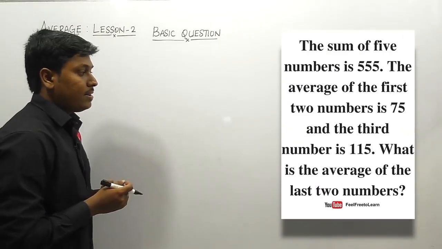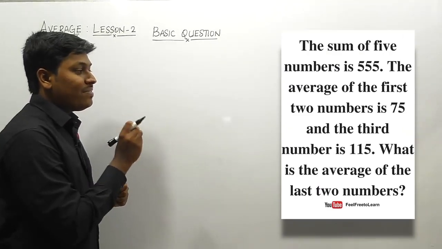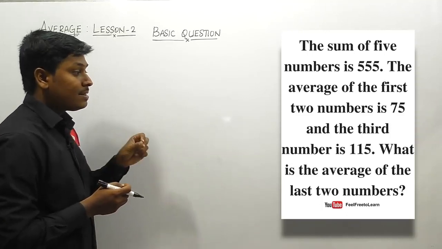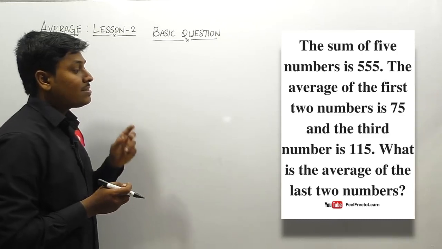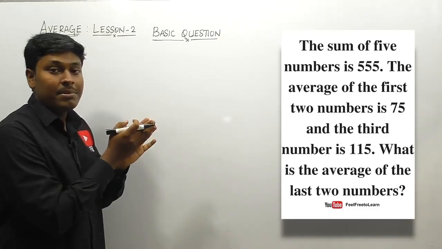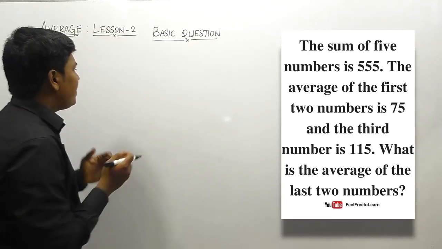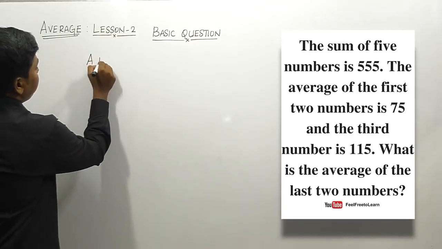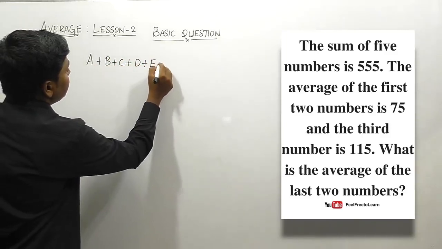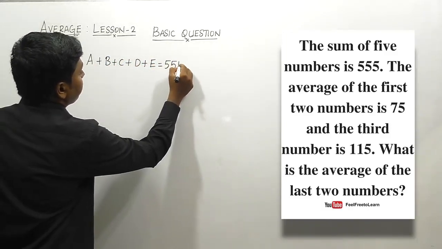Question number 8. The sum of 5 numbers is 555. The average of first 2 numbers is 75 and the third number is 115. So what is the average of last 2 numbers? Friends, listen here, the sum of 5 numbers is 555. So let me assume that the 5 numbers are A, B, C, D, E. I am just assuming that the 5 numbers' sum will be 555, right?